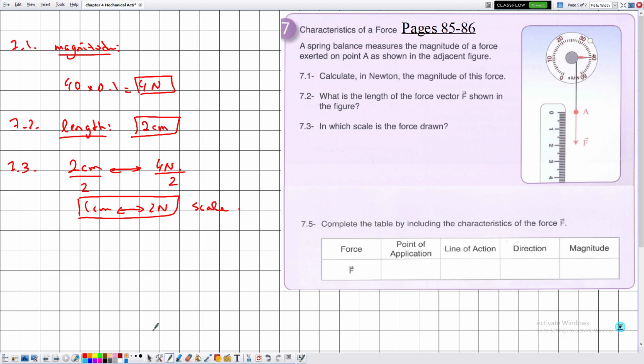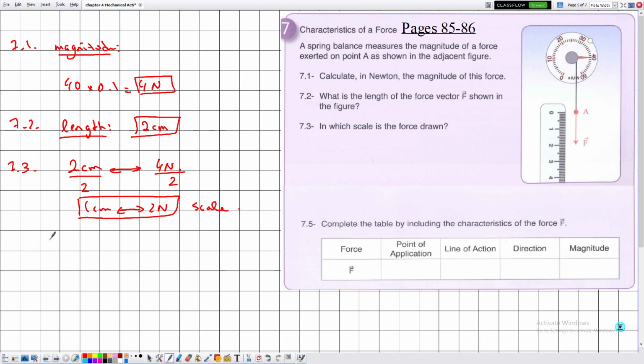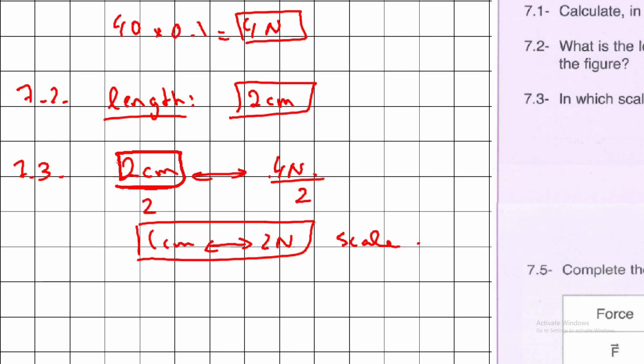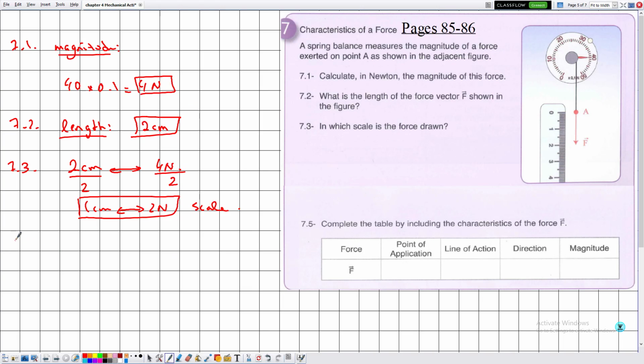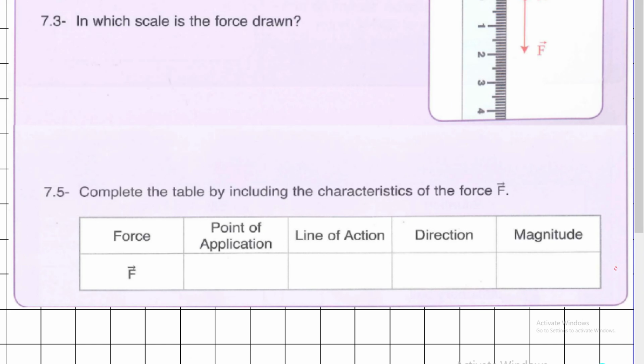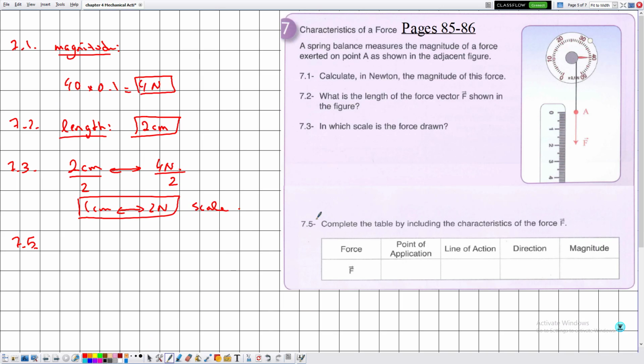I repeat, the scale is a relation between centimeters and the newtons, and making sure that this number must be equal to 1. Okay? How I have determined that the relation between centimeters and newtons is 2 by 4 is that we know that for the same force the magnitude is 4 and the length is 2. Now, there is no 7.4, there is no missing part, this must be 7.4. Let's say that this is 7.4.